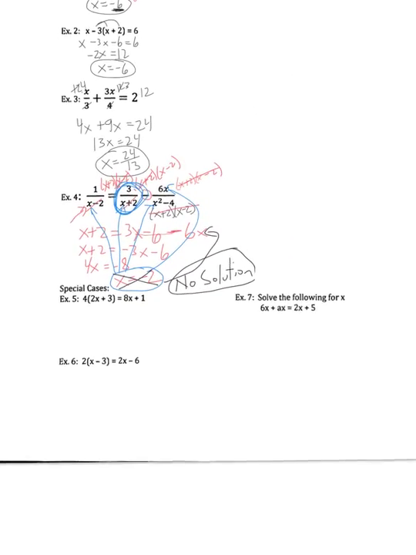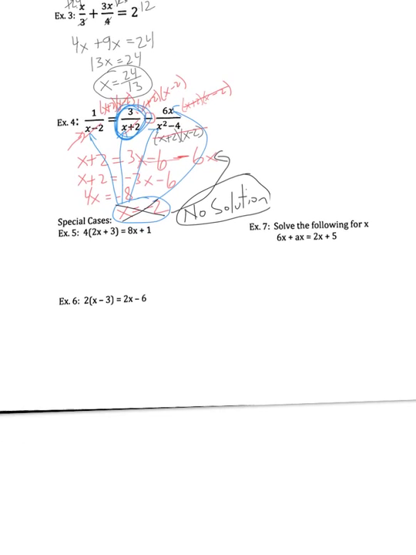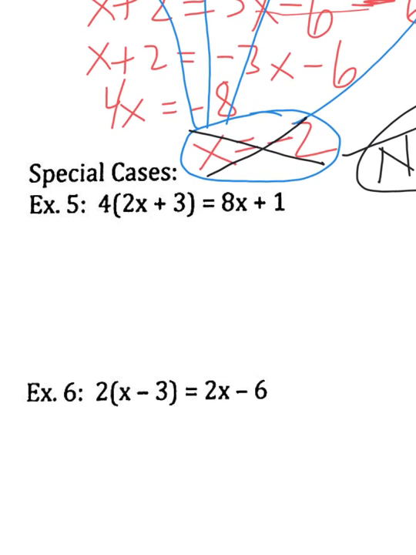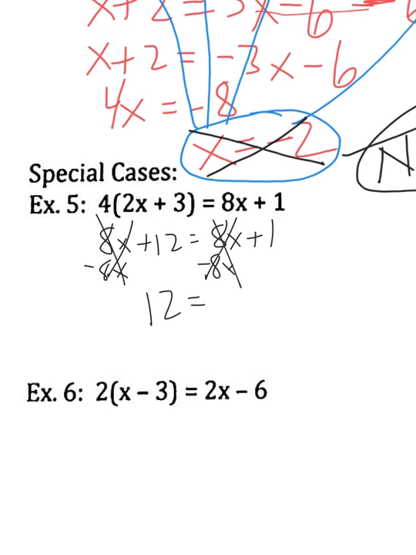All right. Some other special cases. Here's a couple others. Let's solve this equation like normal. For example 5, let's distribute the 4. So 8x plus 12 equals 8x plus 1. Let's move all our variables to one side. So subtract 8x from both sides, the 8x's go away, and you get 12 equals 1.